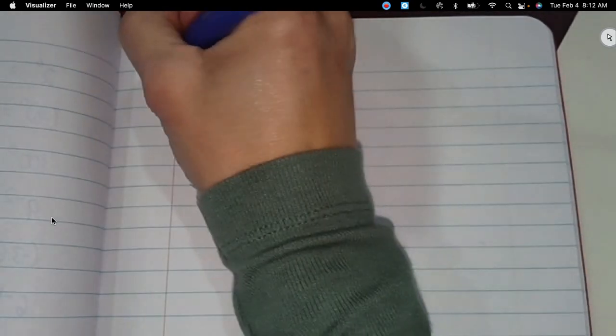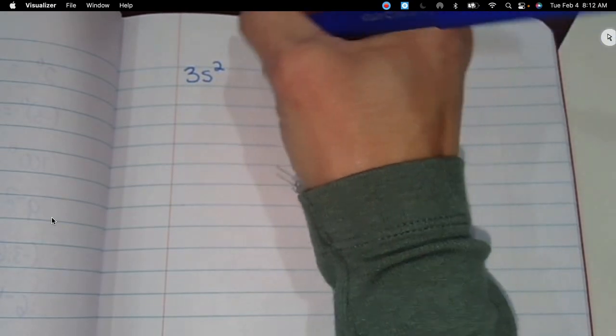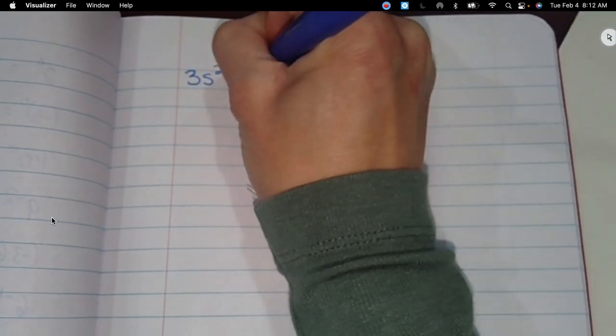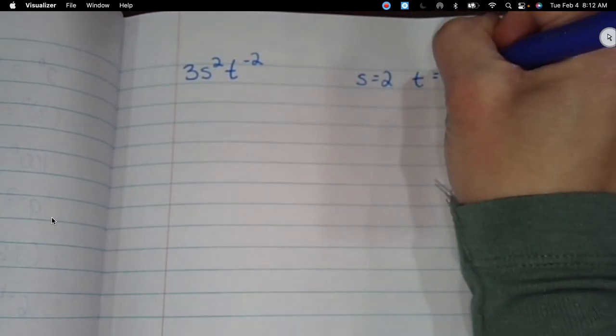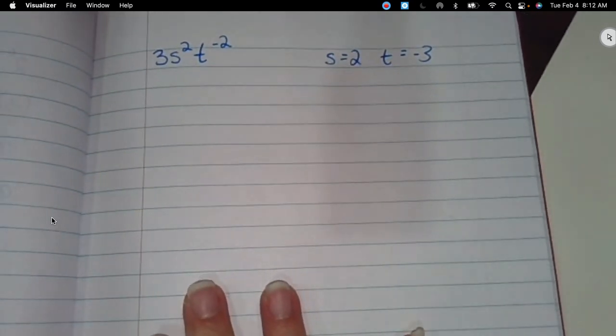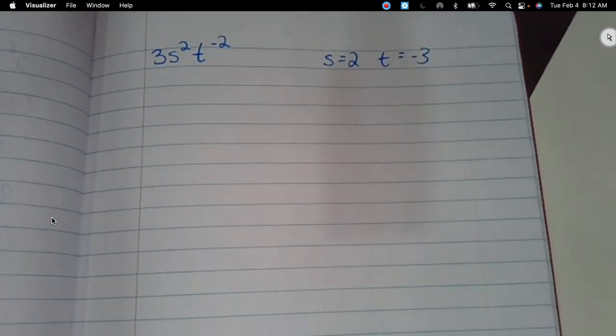Okay. This next one says evaluate. So they give you 3s squared t to the negative 2. And then they tell you s is 2 and t is negative 3. Okay, does everybody understand what evaluate means? It means plug these in, find the answer.